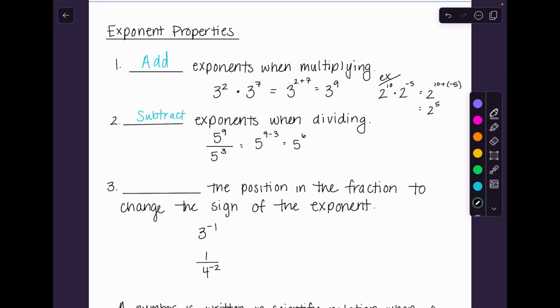If you have a negative exponent, you're going to switch the position in the fraction to change the sign of the exponent. So here, 3 to the negative 1 is sitting, you can think of it as the top of a fraction, because you can always divide by 1. So what ends up happening is you flip it into the bottom. So you get 1 over 3 to the first. Here, if you have 4 to the negative 2, it's in the bottom. So to make it positive, you flip it to the top. Okay, but you don't need to write the divided by 1 because dividing by 1 does nothing. So this just becomes 4 squared.